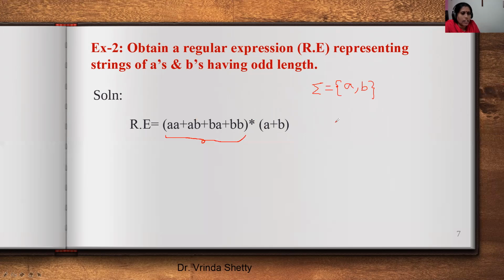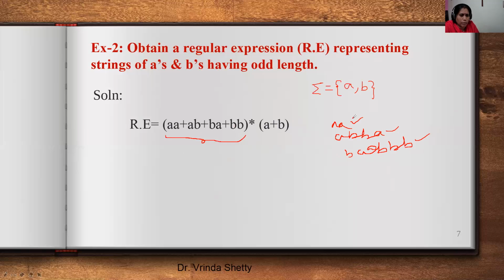Star means, say for example, if I write a star, it can take only A, it can take AB, BA, or it can even take BAB, any combination. As soon as star is there, 0 or more occurrences, this can be repeated any number of times. Or again, it can have BB. See, you check here, it was an even length. This is also an even length. This is also an even length. Multiply it by either A or B.